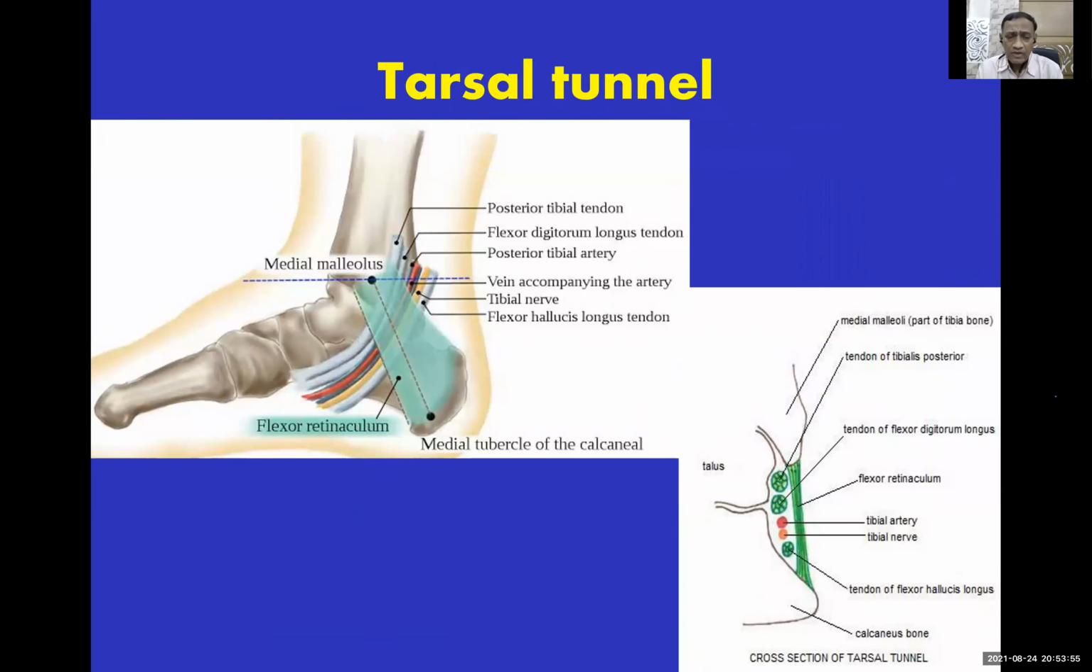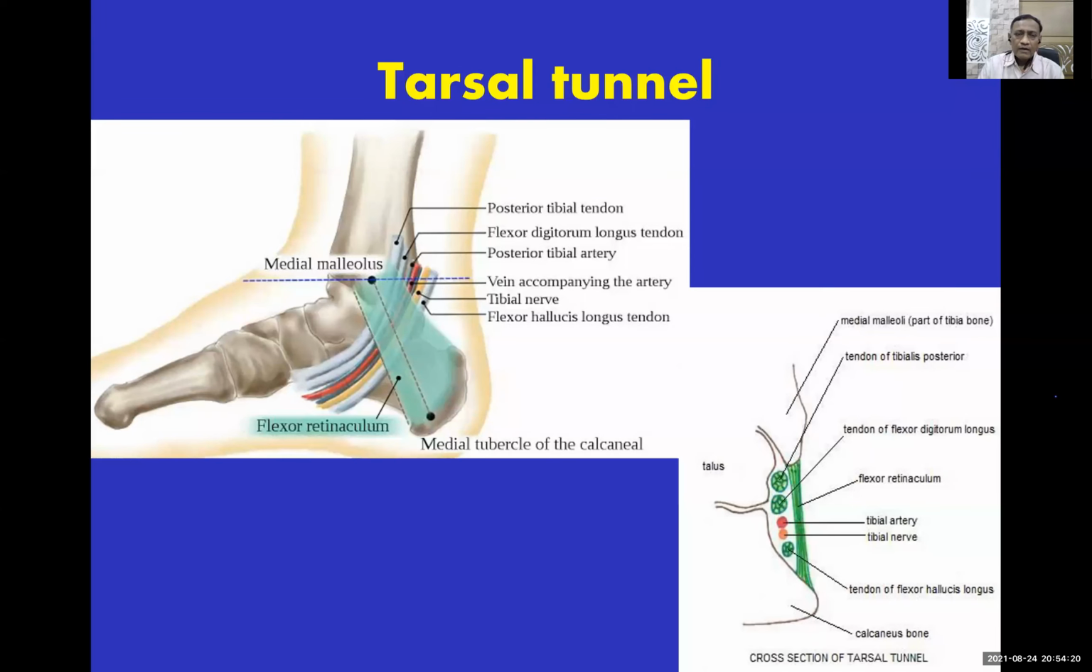Then they may ask on the tarsal tunnel, which is present on the medial side. There's a flexor retinaculum which is attached to the tip of the medial malleolus and medial tubercle of the calcaneum. So that is a tarsal tunnel. What are the contents? Contents are the posterior tibial tendon, flexor digitorum longus tendon, posterior tibial artery, posterior tibial nerve, and flexor hallucis longus tendon.